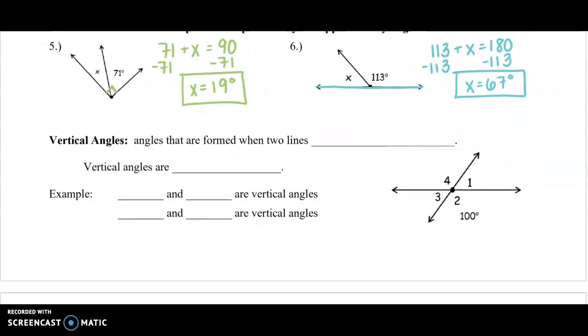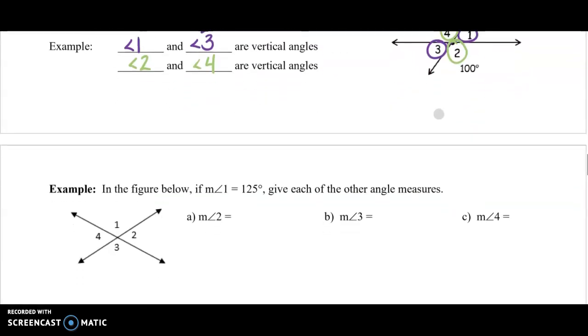So now we have vertical angles. Those are angles that are formed when two lines intersect. Okay, and intersect just means that they cross each other. Vertical angles are always equal. They are always going to be equal to each other. So angle 1 and angle 3, those are examples of vertical angles because they are opposite from each other, as well as angle 4 and angle 2. Okay, vertical angles are completely across or opposite of each other. 1 and 3 are across from each other, 4 and 2 are across from each other, so they're always going to be equal. So let's look at some examples.